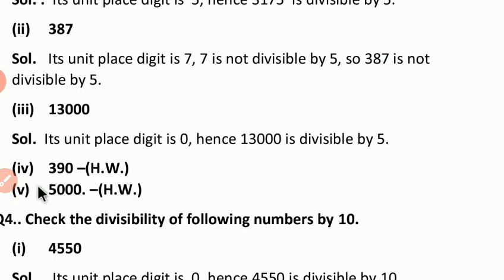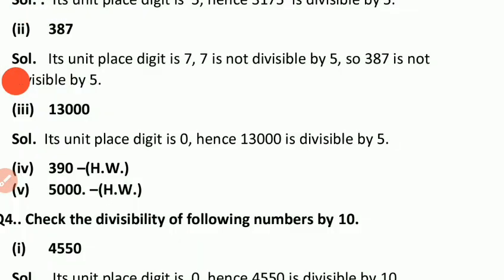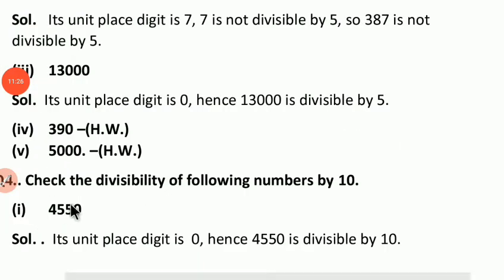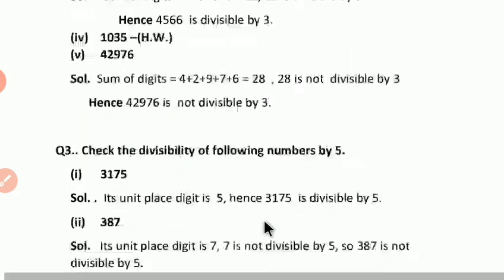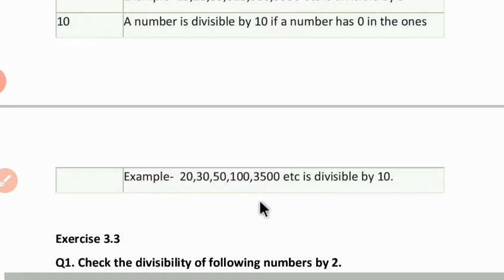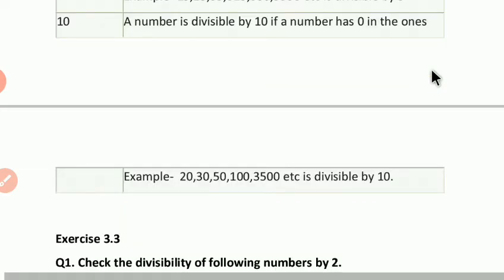Then question number 4th and 5th is left for you as your homework. Now question number 4. Check the divisibility of the following numbers by 10. And for 10, what we have seen? A number is divisible by 10 if a number has 0 in the ones place.